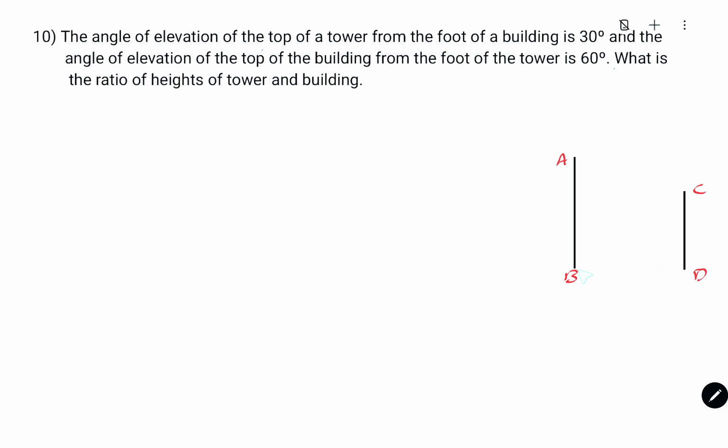Join BD. This is a surface. The angle of elevation of the top of the tower from the foot of the building is 30 degrees. Here write 30 degrees. Now the angle of elevation of the top of the building from the foot of the tower is 60 degrees. Here write 60 degrees. Here the height of the tower we assume h, the height of the building is x meters, and the distance between the building and tower is y meters.